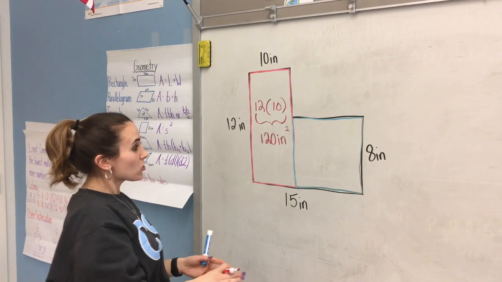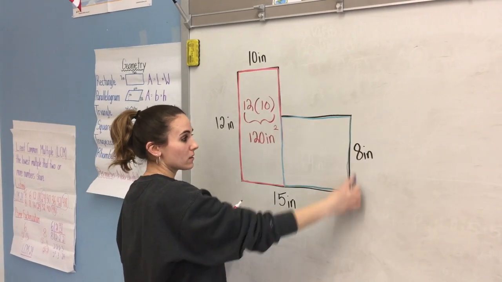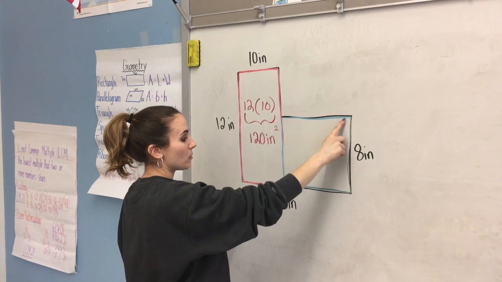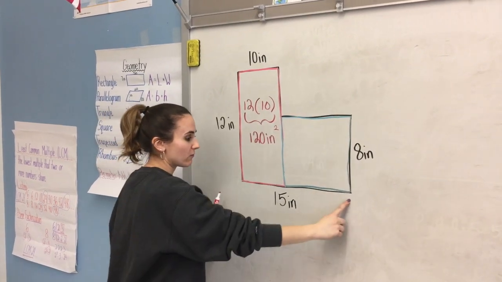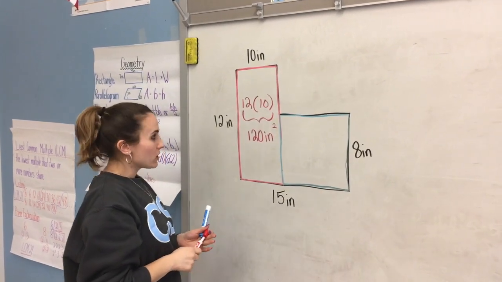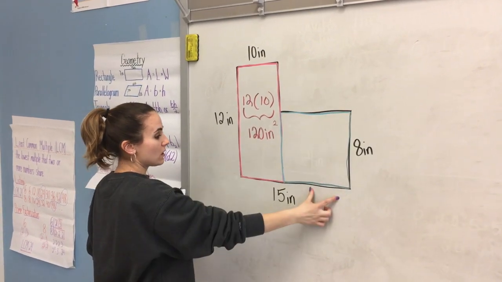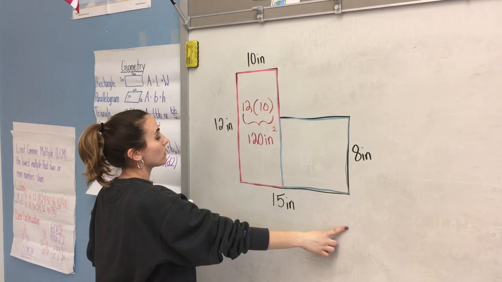Now I have to look at my blue. My blue is a little tricky because I do have one side here, but I don't have a measurement here, but this whole part is 15. So I wonder how I can find the missing measurement of here and here using what's given.